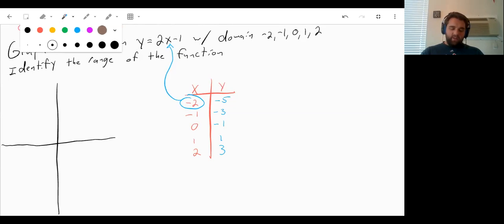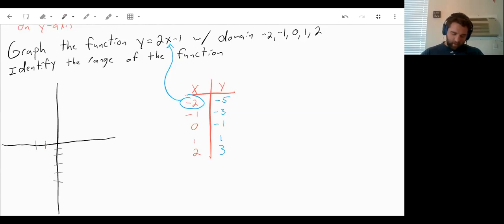Now, what this wanted you to do is to graph these points. So now we can go and graph that at 2, -5. We've got a point there. At -1, -3, we've got a point there. At 0, we've got a point at -1. At 1, we're going to have a point of 1. And at 2, we're going to have a point of 3.